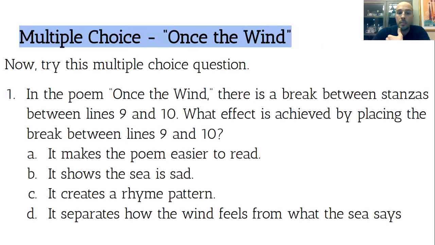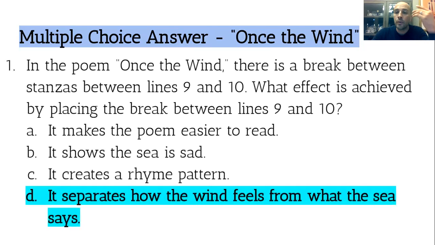A, it makes the poem easier to read. B, it shows the sea is sad. C, it creates a rhyme pattern. D, it separates how the wind feels from what the sea says. Sit and think for a minute.